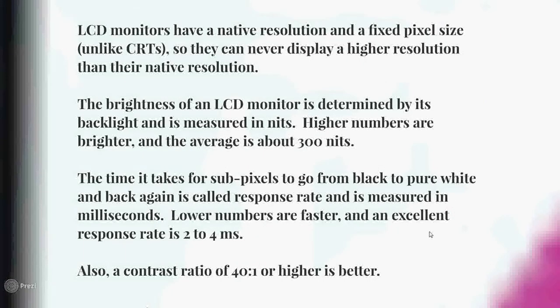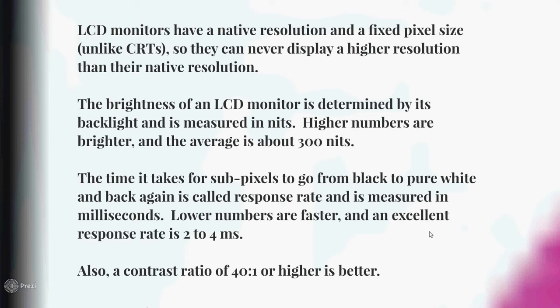LCD monitors have a native resolution and a fixed pixel size as well, unlike CRTs. So they can never display a higher resolution than their native resolution. And consequently, you should probably always use their native resolution. The brightness of an LCD monitor is determined by its backlight and is measured in nits. Higher numbers are brighter, and the average is about 300 nits.